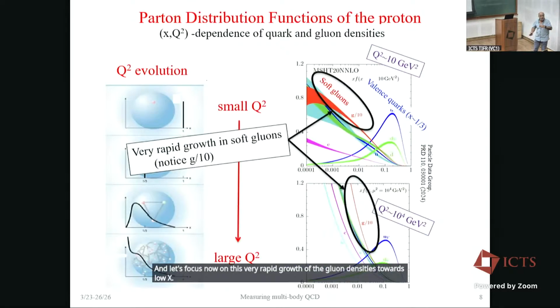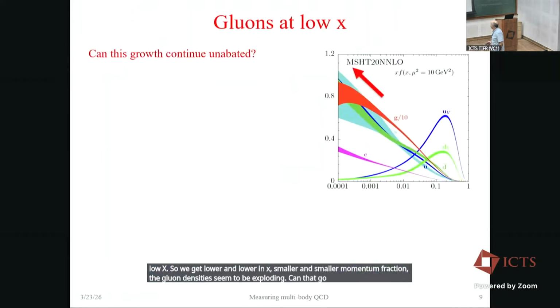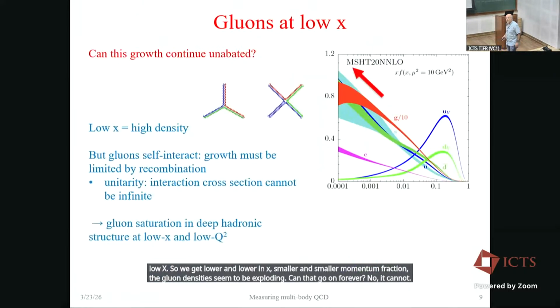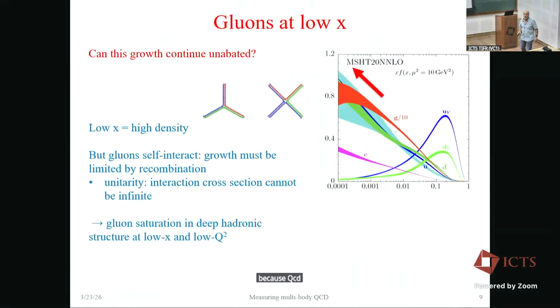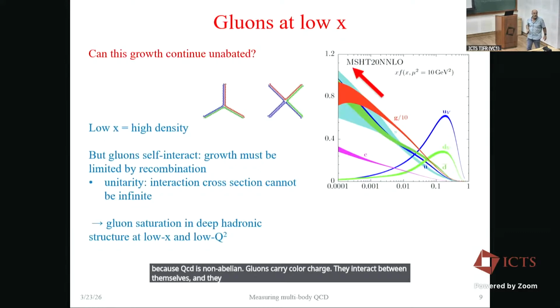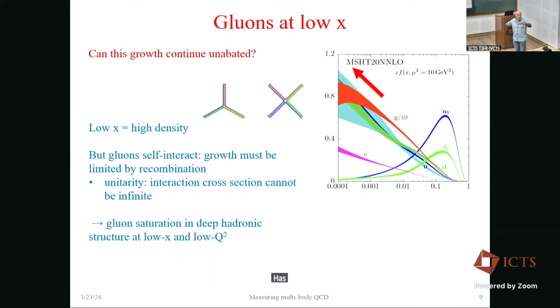So we get lower and lower in x, smaller and smaller momentum fraction. The gluon densities seem to be exploding. Can that go on forever? No, it cannot. Because QCD is non-abelian, gluons carry color charge, they interact between themselves, and they have all these complex interaction structures. And as the gluon density grows and grows and grows, it eventually has to be self-limiting.